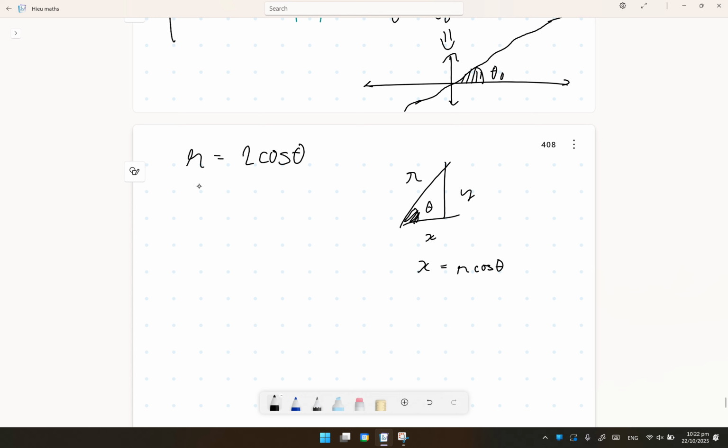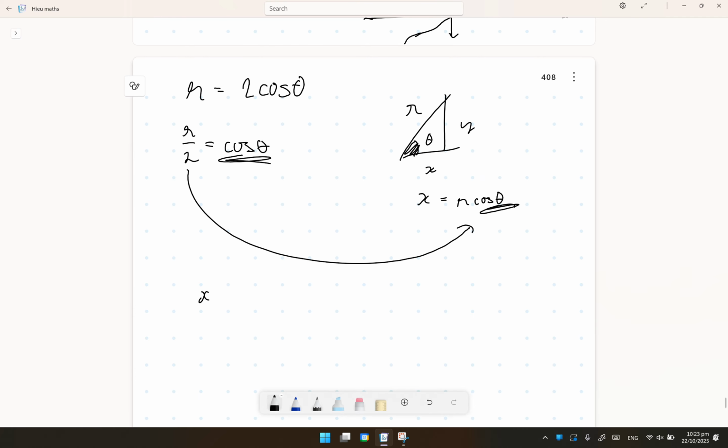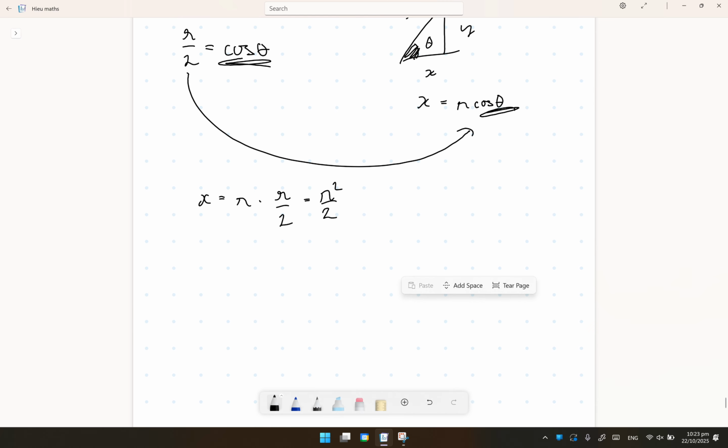So r is equal to 2 cos theta. Let's find what we want, x in terms of r, and we're going to do another transformation later, but you're going to see why. I'm going to say that r over 2 is equal to cos theta. We see cos theta and cos theta, so we can substitute that in. What we get is x equals r times r over 2, which is r squared over 2. That also means that r squared is equal to 2x.